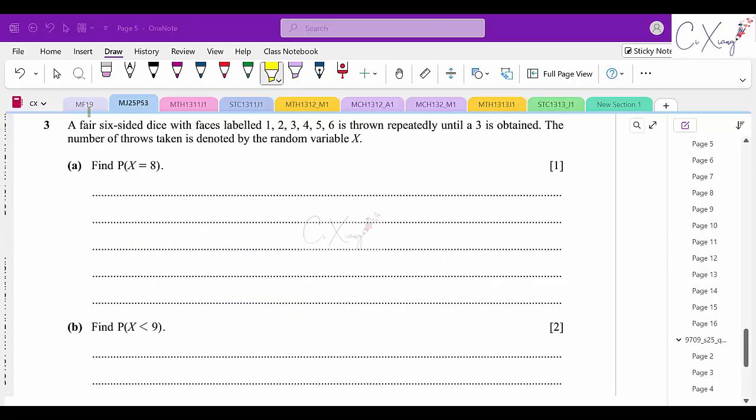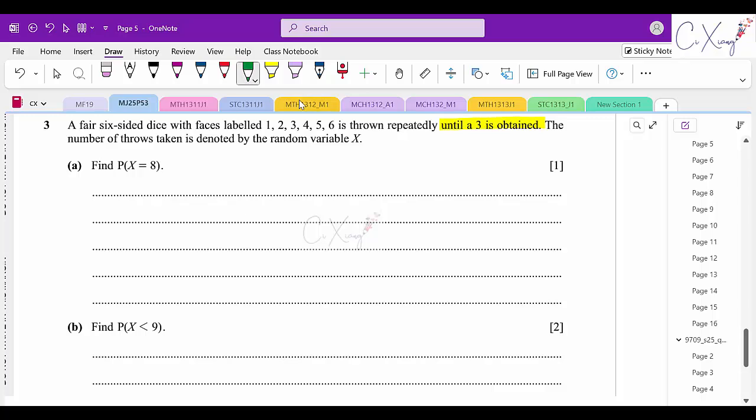Okay, question number 3. A fair 6-sided dice, labelled 1, 2, 3, 4, 5, 6, is thrown repeatedly until a 3 is obtained. Highlight the phrase here: until something is obtained. This kind of question belongs to the style where you repeat the experiment until the first success trial happens, or occurs. So when you have this structure of question, it belongs to the geometric distribution. The number of throws taken is denoted by the random variable X.